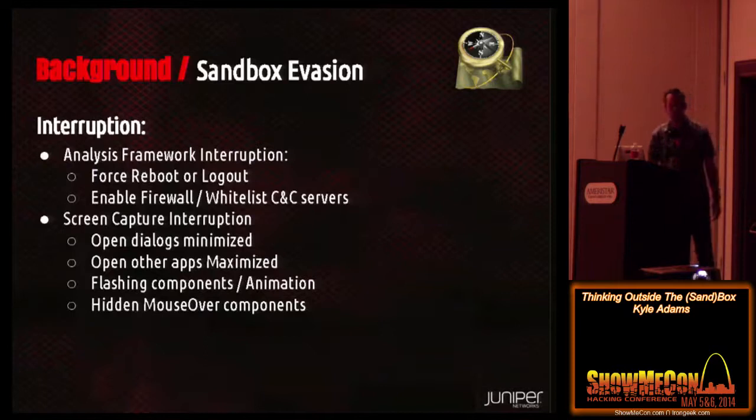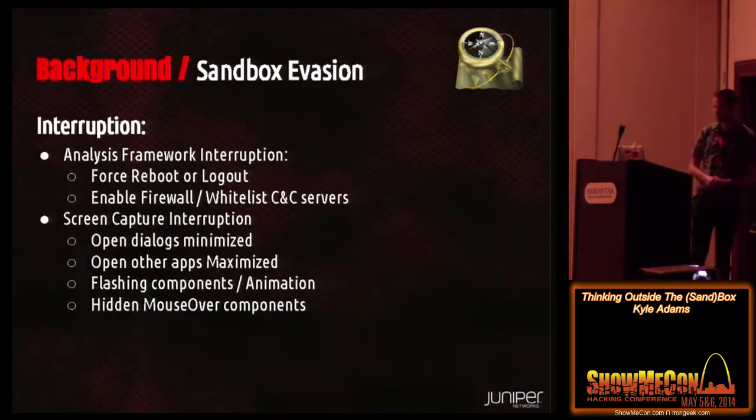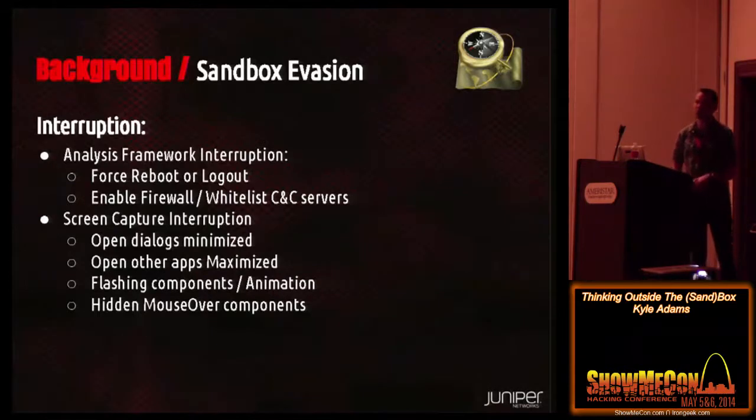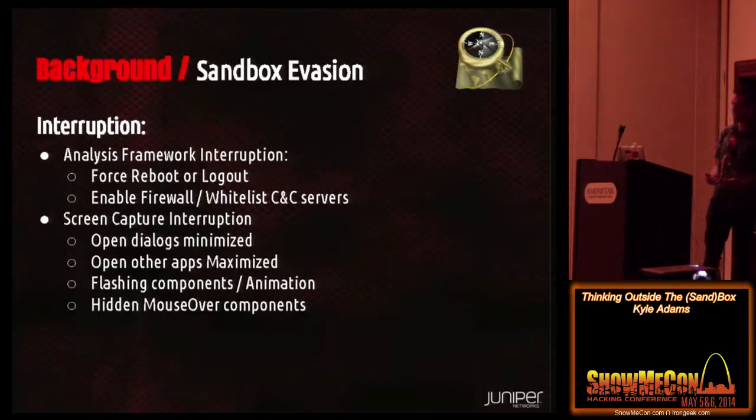So the next one is interruption. And we're seeing cases of this slowly start to come in. They weren't as popular, but now we're seeing it a bit more. So this is where the malware authors are crafting the payload of the malware to actually break the analysis framework that you're using to test the software. So for example, the easiest one is they just cycled a machine before doing anything bad on it.